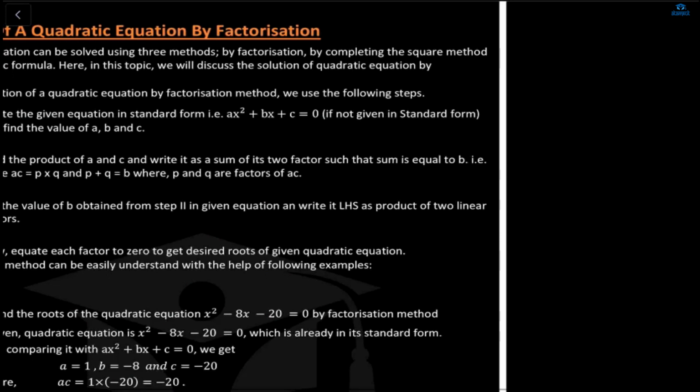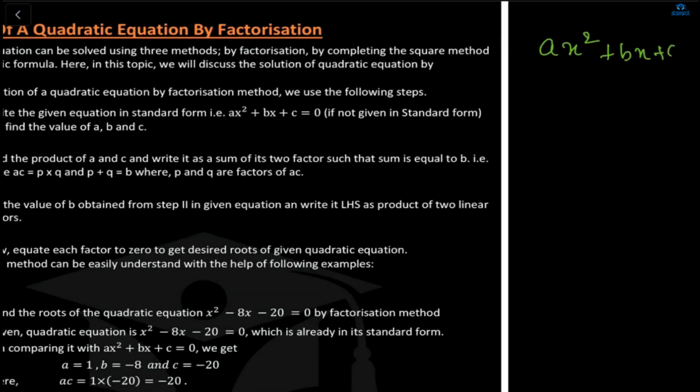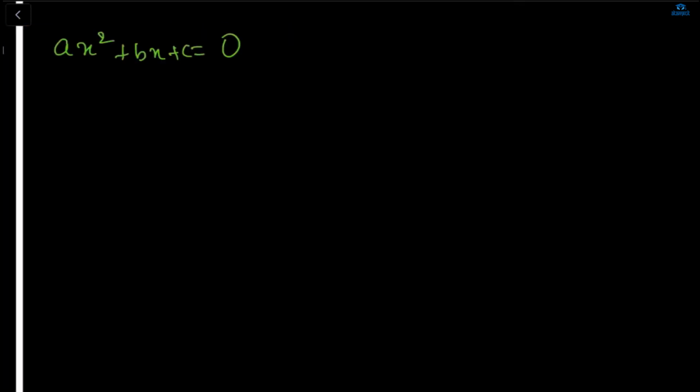The highest power is 2 in a quadratic equation. You can write ax square plus bx plus c is equal to 0. This is a quadratic equation.